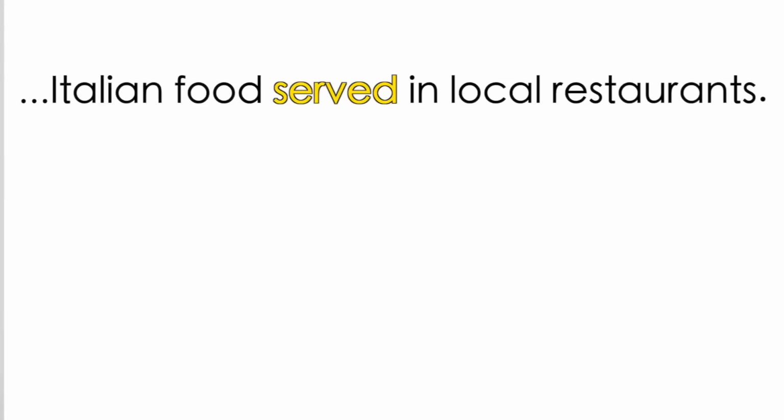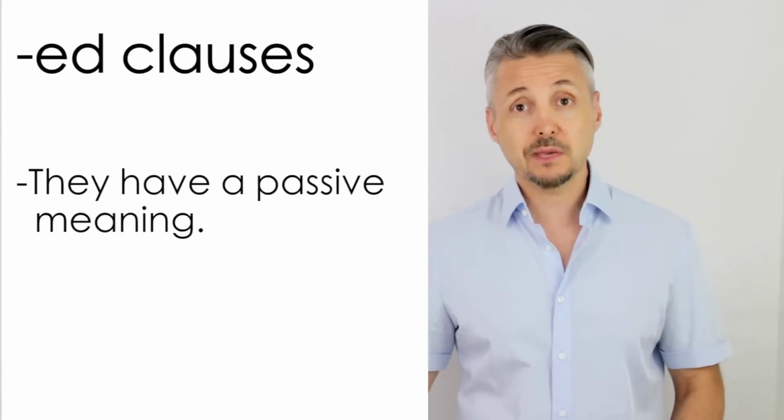So let's look again at the second part of the sentence. The Italian food served in local restaurants. This sentence has a passive meaning. Can you identify the past participle? Well, yes, it's served. So somebody serves Italian food in local restaurants. We are not interested in who serves the food, but rather in what is being served. So this is why we use the passive here. We can then conclude that the ed forms have a passive meaning.